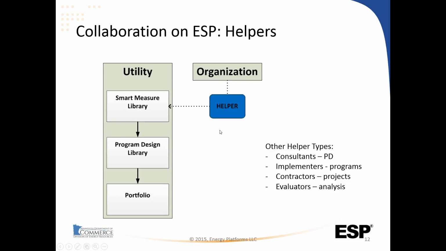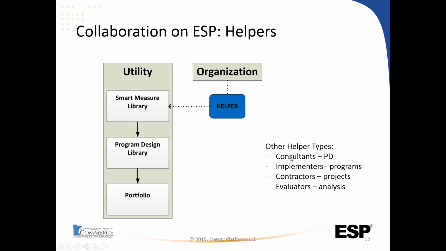Joe kind of hinted that this current iteration of the TRM, they've invited their consulting organizations to come in as helper organizations to modify and create new smart measures on behalf of the state, and we call those helper organizations. So here we just depict where a helper organization might come in and modify some smart measures on behalf of, well, a state or a utility.